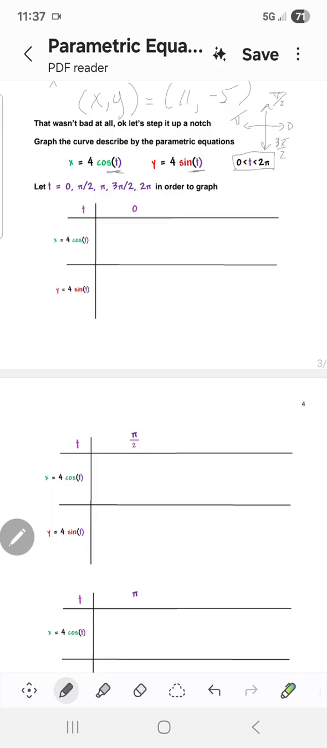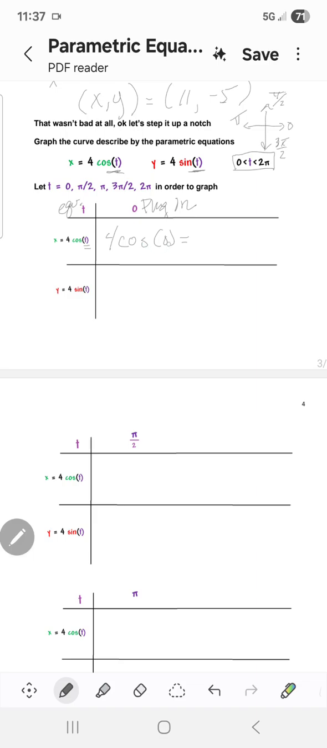So you want to think about in those terms. So here I've got this is my equation, and these are the values I'm going to plug in. We're going to plug in all four of these: 0, pi over 2, pi, and 3 pi over 2. Okay, let's start with 0. So I have 4 cosine of 0, because I'm saying t is 0.